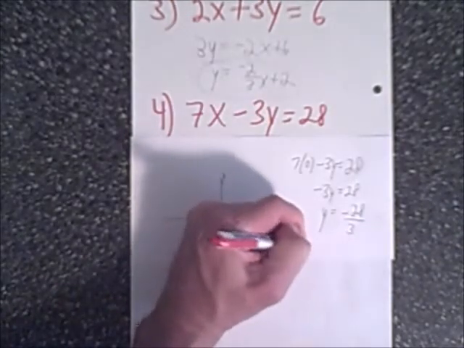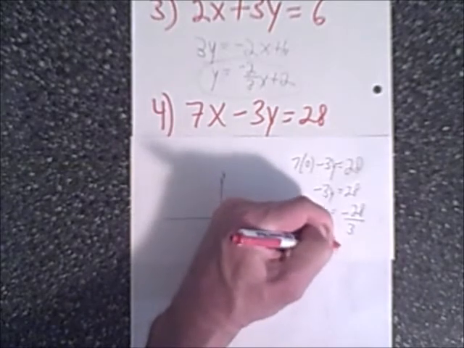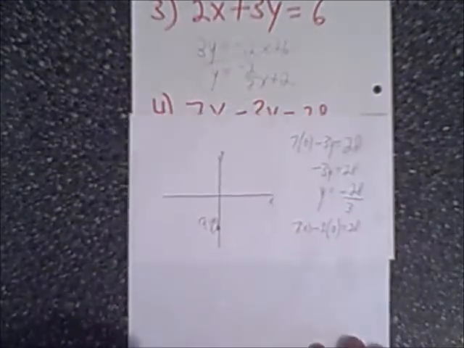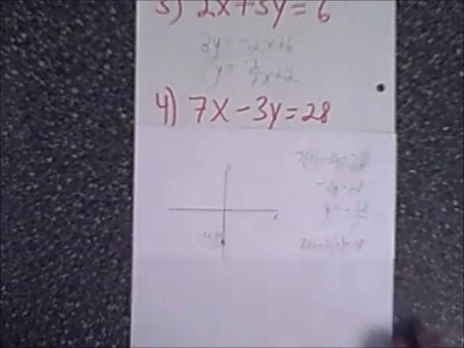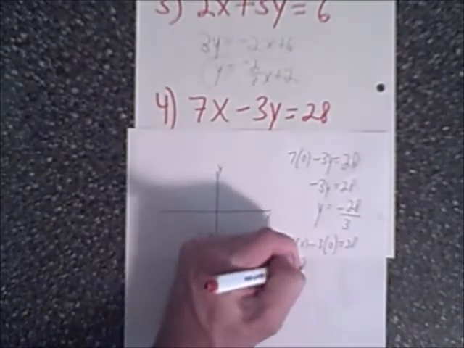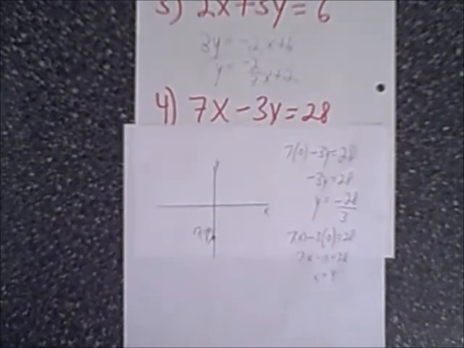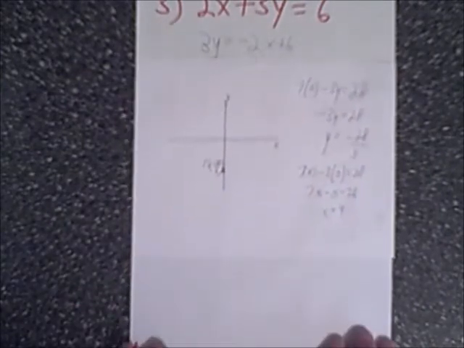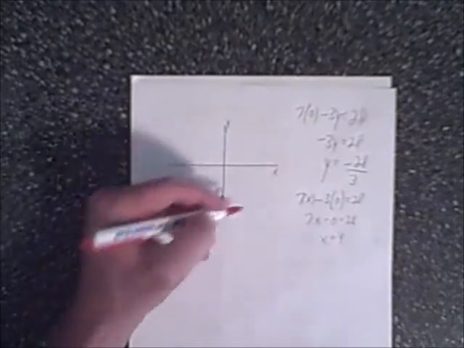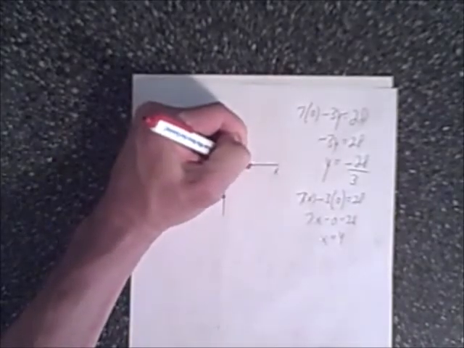So we have 7x minus 3 times 0 equals 28. Okay, and therefore that means 7x minus 0 equals 28. X equals 4. That's convenient. So we have basically 4, 0 as our other point.